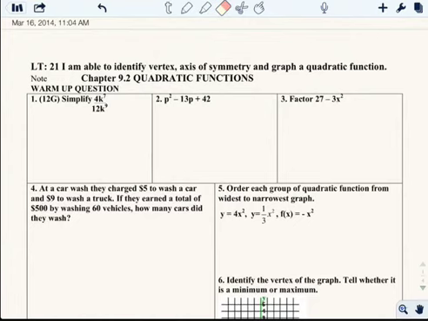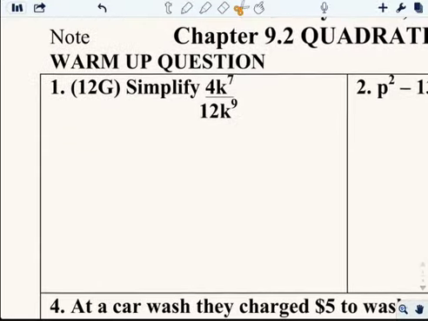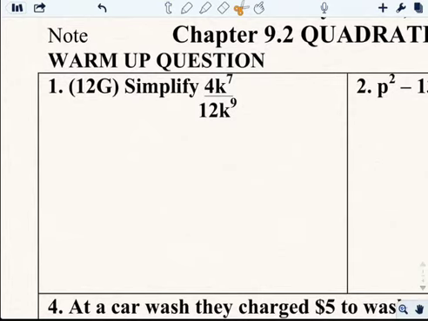What you're going to learn today is Chapter 9.2, Quadratic Functions. We're going to start out with number 1 on some warm-up questions so you can do well on your test.